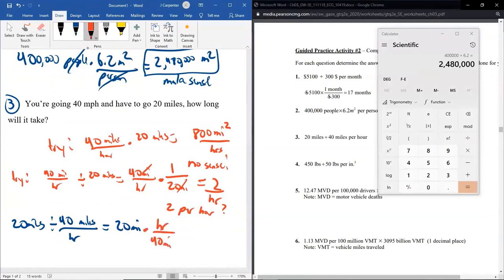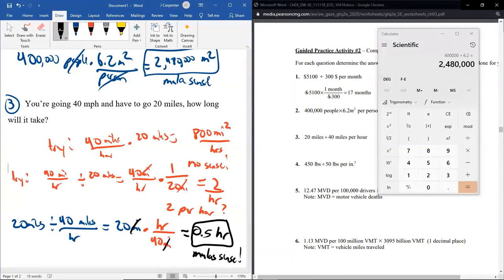The 20 and the 40 reduce to a 1/2 or a 0.5 if you do the division. 20 divided by 40 again would be 0.5. The miles cancel, the hours are now in the top, and we have an answer that makes sense. The units are good, which means the number should be good. And it does make sense.